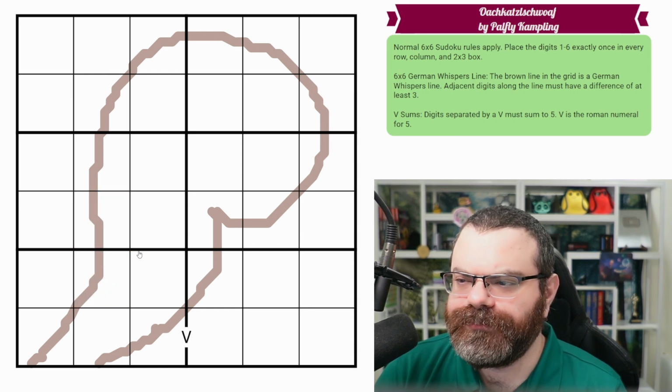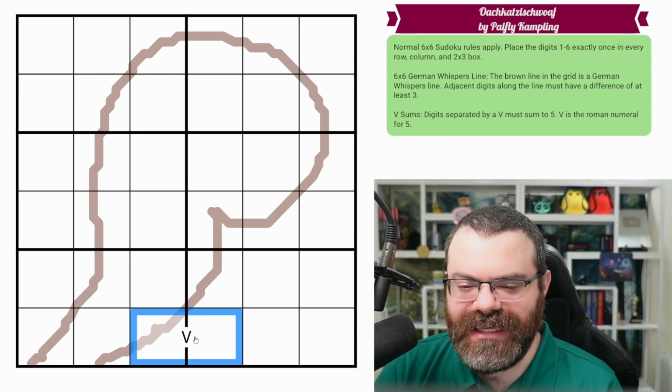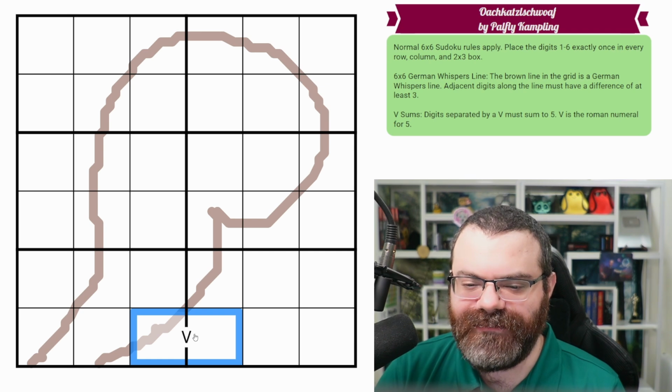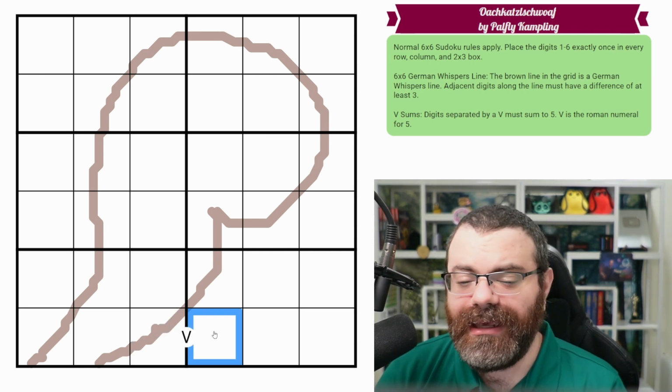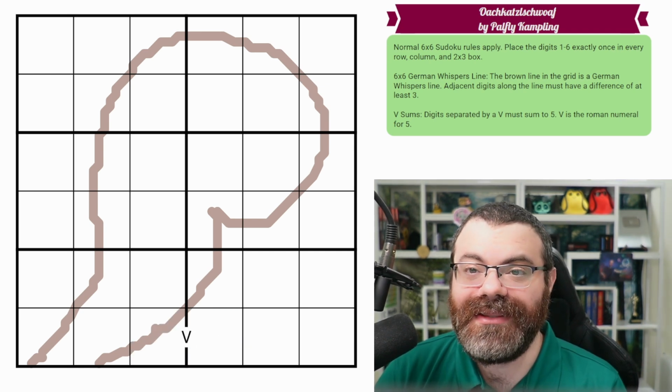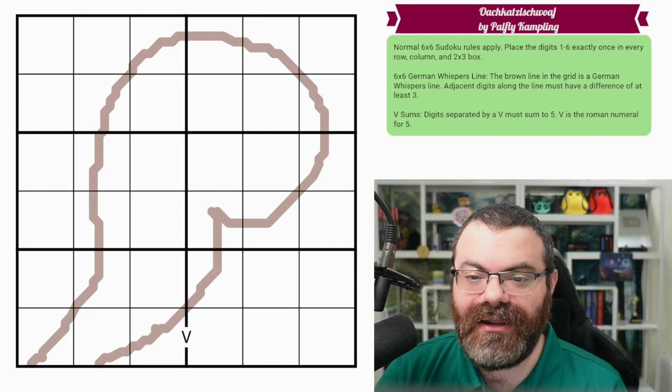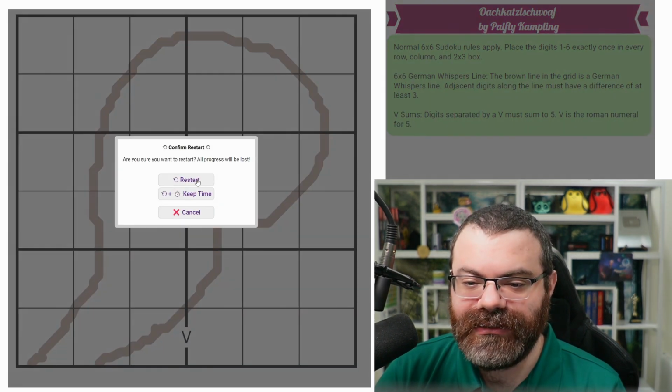In addition to that, we just have this single V in the grid. These two digits sum to 5. V is the Roman numeral for 5. And that's it. Those are the rules. There's a link in the description if you'd like to try the puzzle yourself. And I'm going to get started right now.